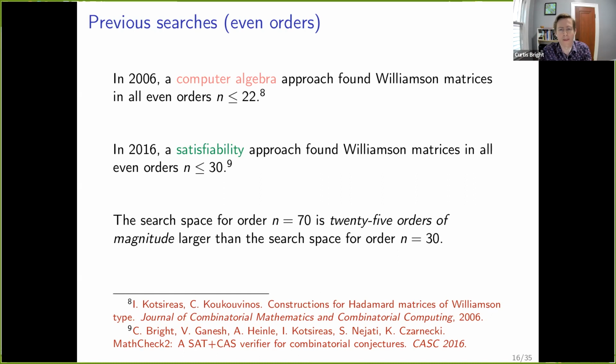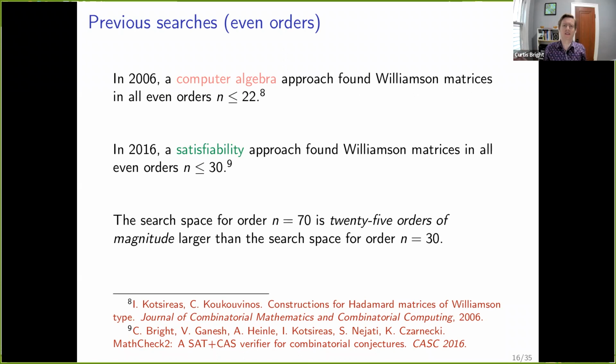Now, this is where some eyebrows should be raised, right? Because how are you going to get to order 70 if the SAT solver alone is only getting you up to order 30, right? Because think about this. This is not just like going from 30 to 70. It's not just like doubling the search space or something. You do the back of the envelope calculation. You're increasing the search space by like a factor of 4 every time you increase the order by 1.